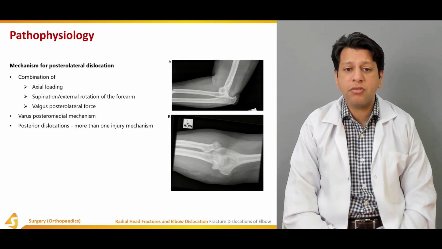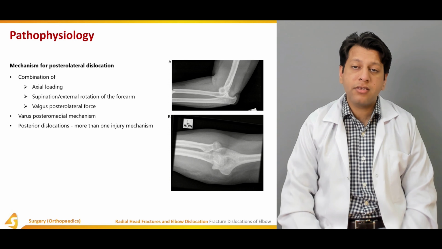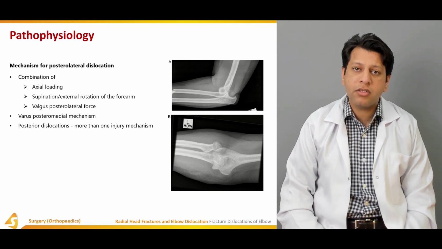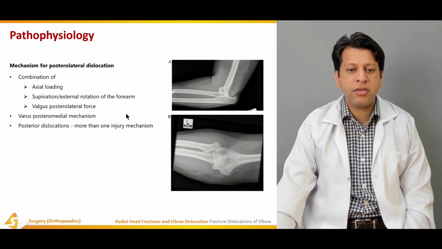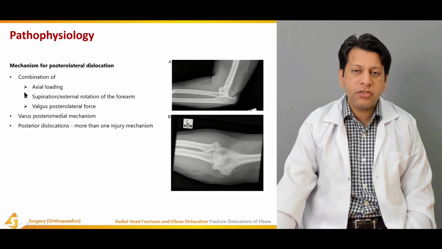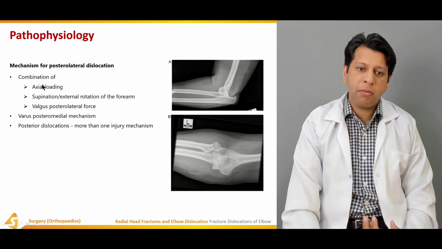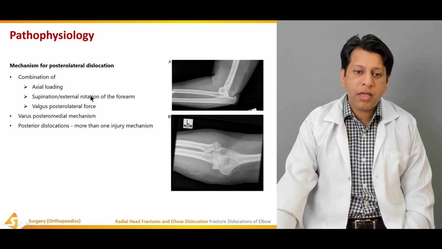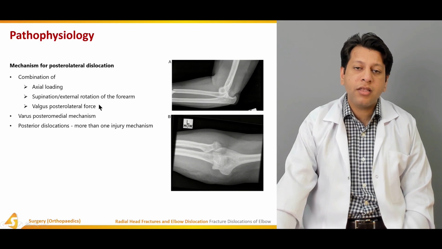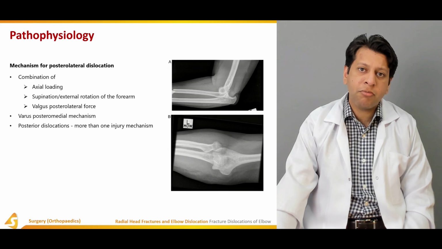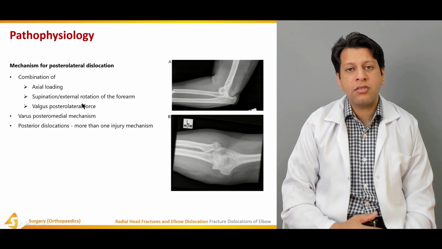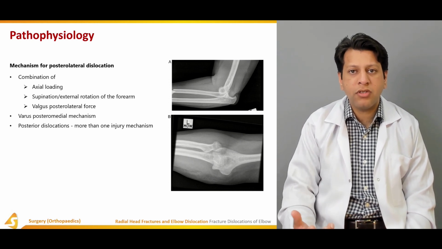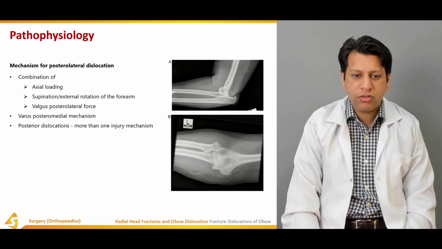Now coming to the mechanism of posterior lateral dislocation. As it is most common, and 80% of the time this results in the posterior lateral dislocation of the elbow, there is actually a combination of mechanisms. When the patient is falling on an outstretched hand, there will be axial loading, that is the bones will be pushed upward, supination, and there will be external rotation of the forearm. In that case, the load is mainly shifted towards the radial head and lateral part of the elbow, and along with the valgus posterior lateral force, this results in disruption of the lateral collateral ligaments and eventually leads to posterior lateral dislocation of the elbow.